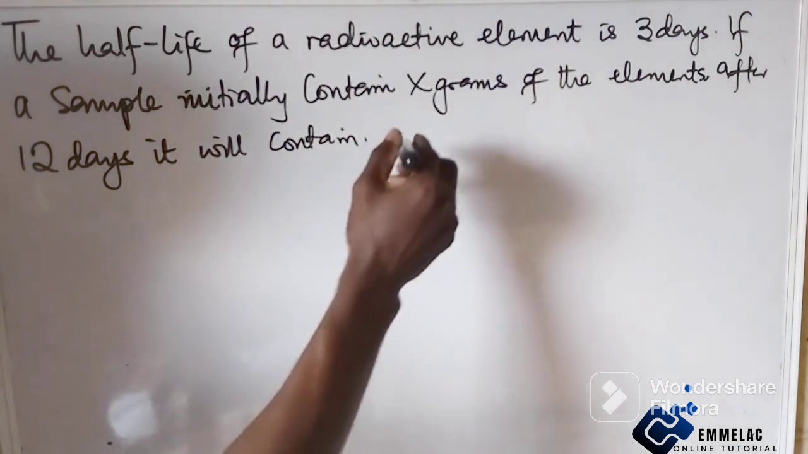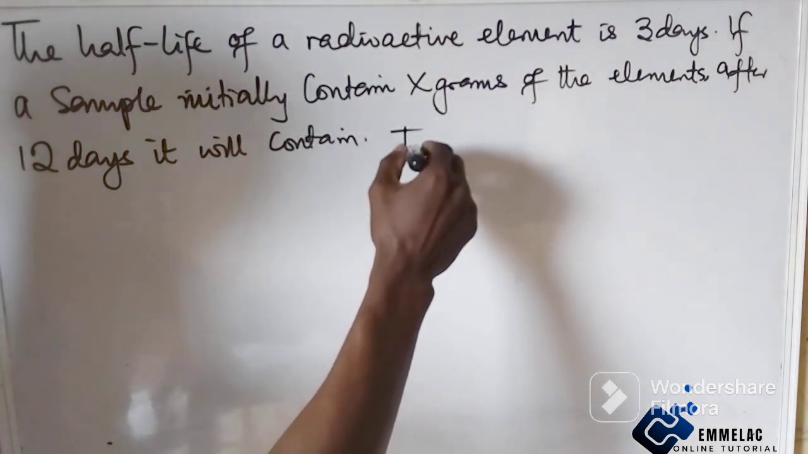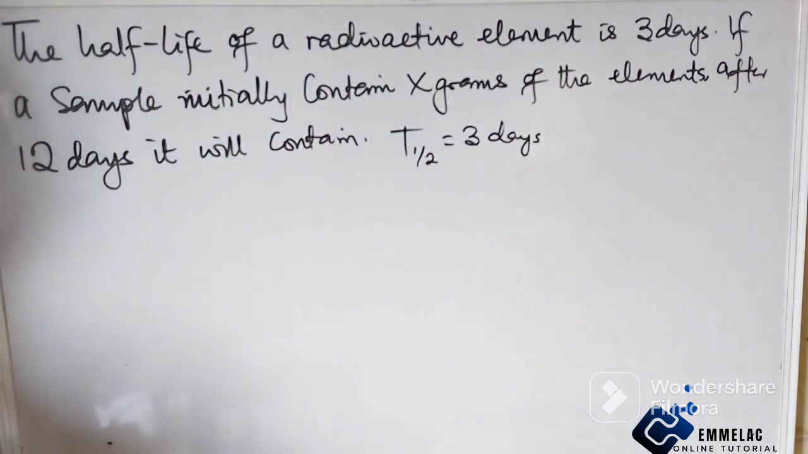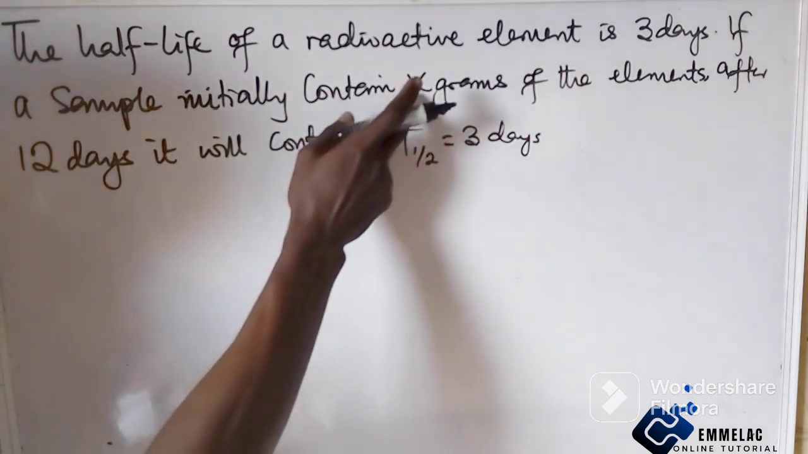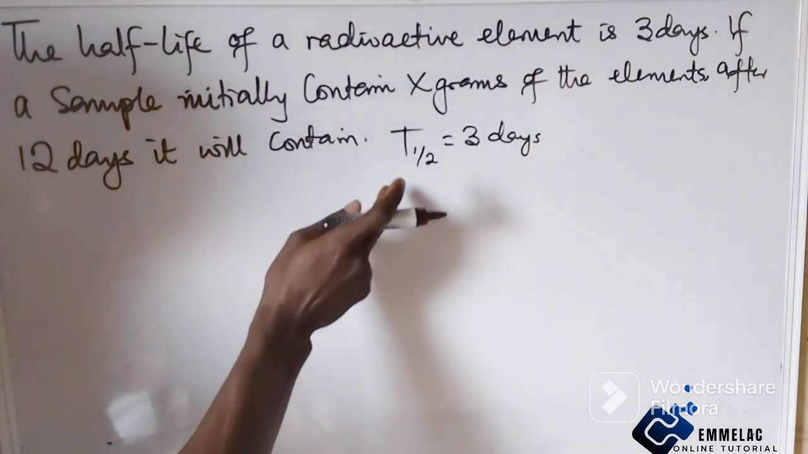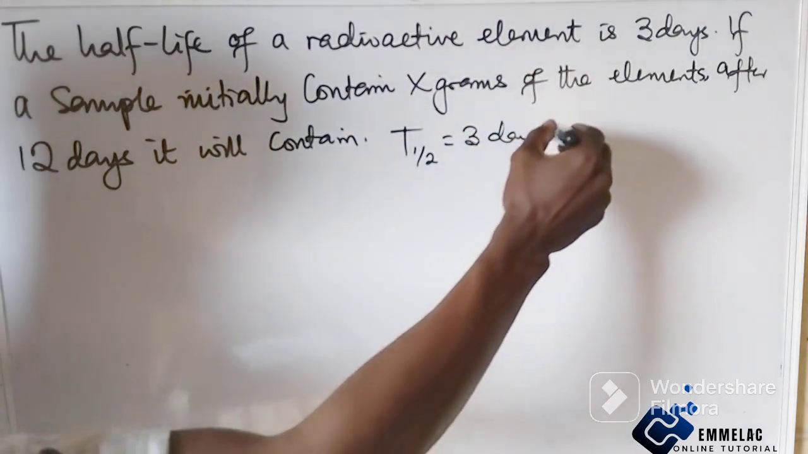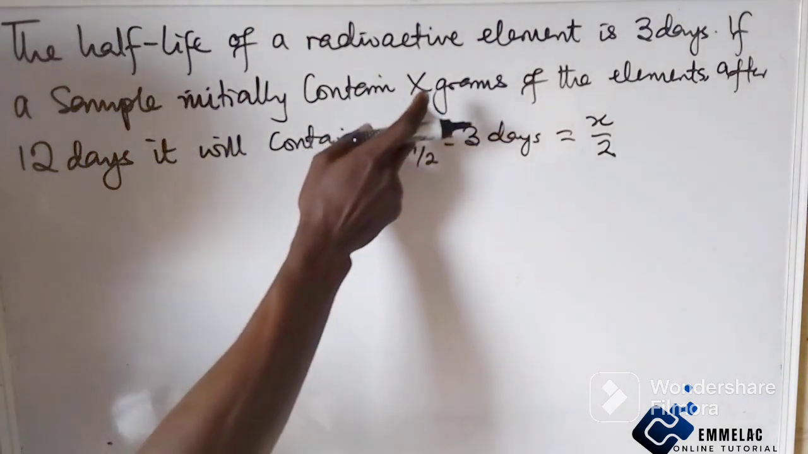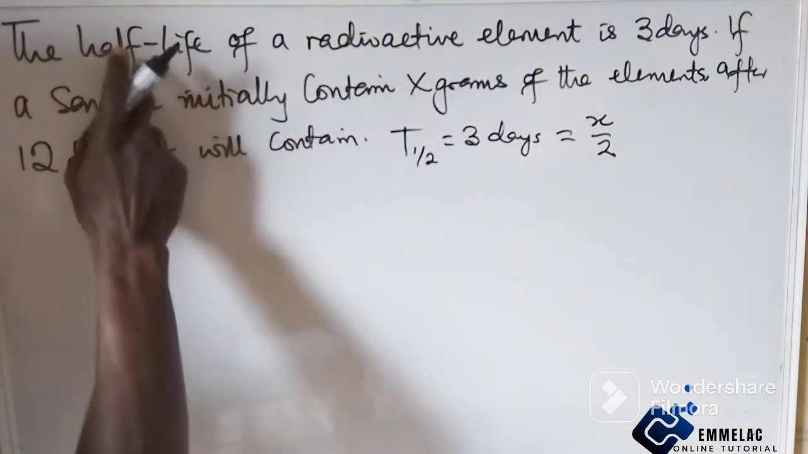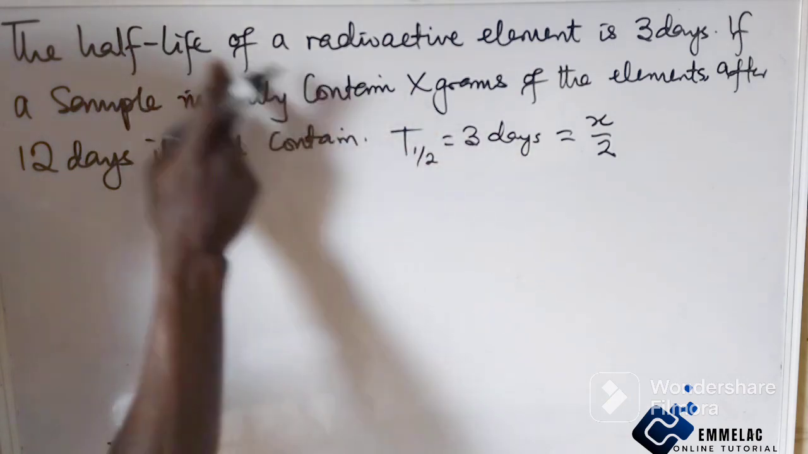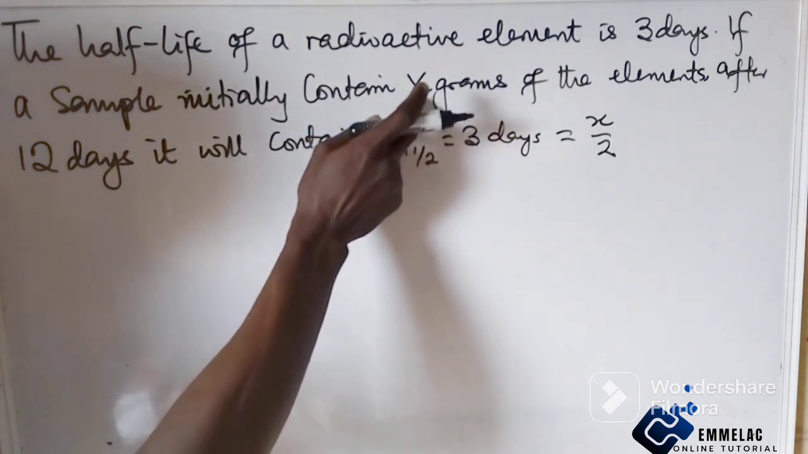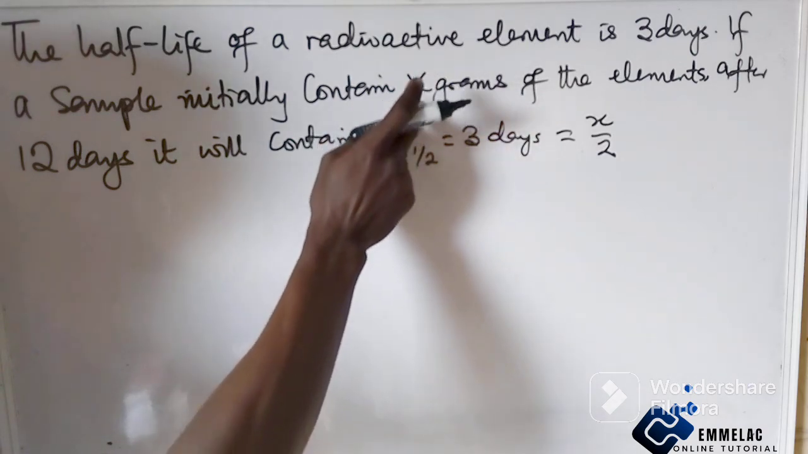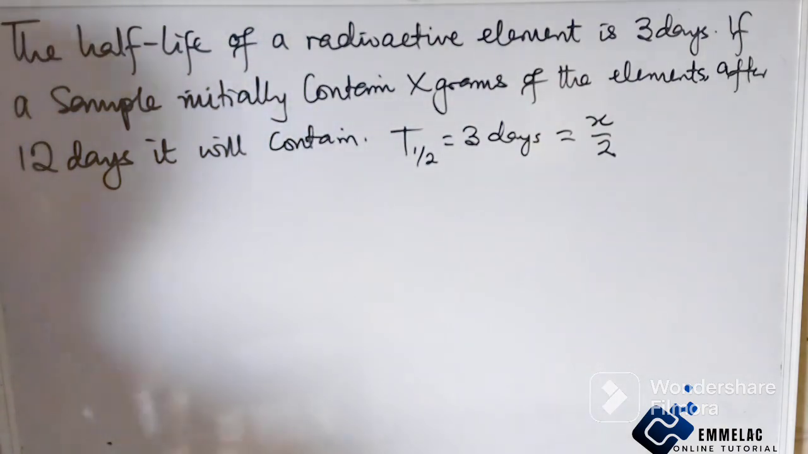Now here the half-life equals 3 days. Okay, now the initial element here is what? So which means by 3 days it will remain x over 2. Right, now this is the initial, which is x. And the half-life means after 3 days this x will break down to half its original gram, which is this.